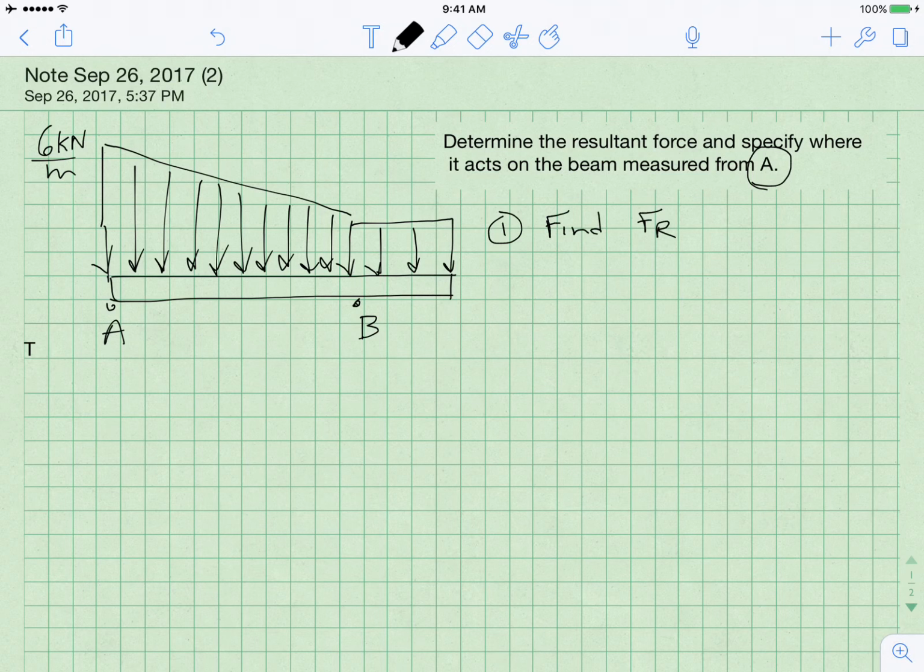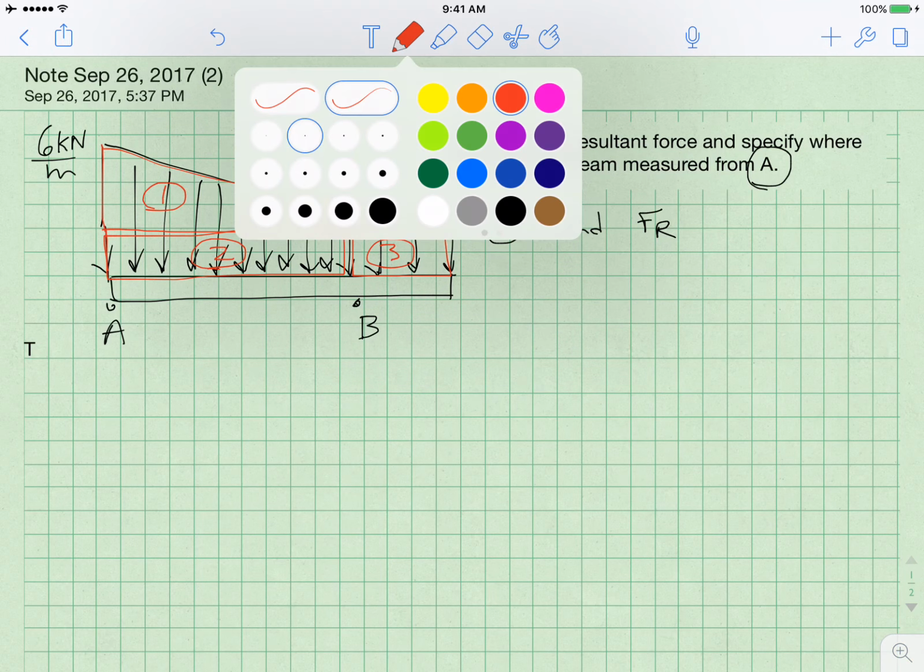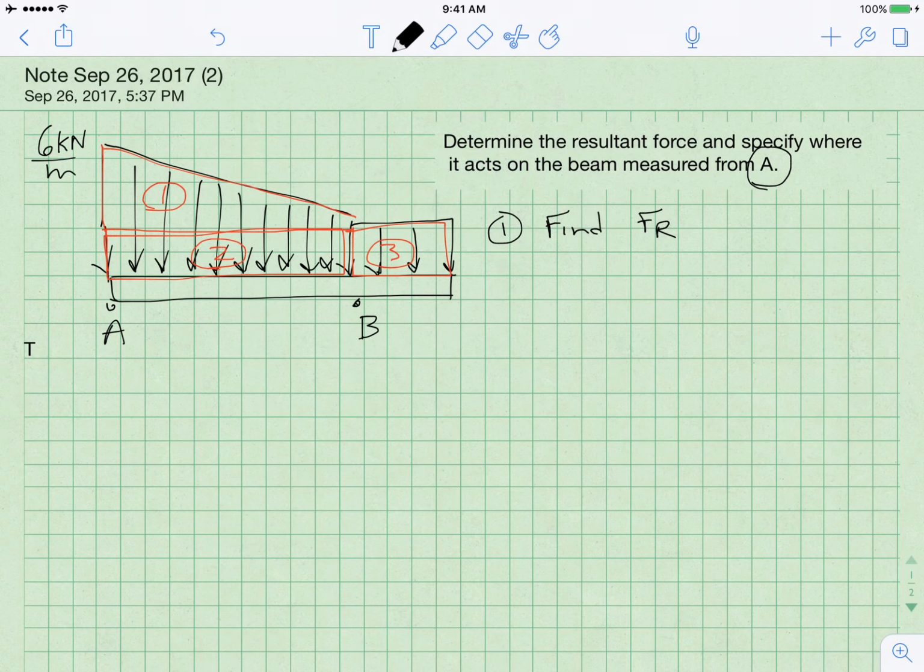Let's get started by making an observation about the loads. I see three shapes here, or at least I want to break it up into three shapes. This first shape up here is a triangle, and I'm going to call that area 1. The second shape is a rectangle down here, area 2. And the third shape is another rectangle, area 3. I've broken these up and numbered them because it's going to help you follow along with what I'm doing.